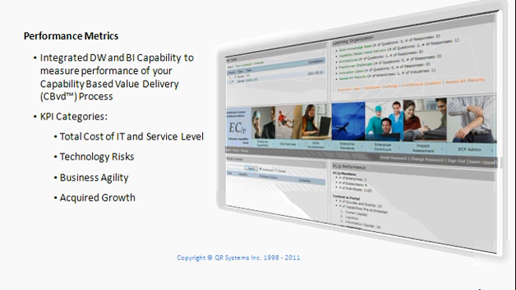Performance metrics are a big part of the ECP Portal. We have an integrated data warehouse and BI capability for you to measure how effectively your capability-based value delivery process is working. We focus on 4 key categories of measures: total cost of IT and service level agreements that you are committing to, technology risks, business agility, and acquired growth.